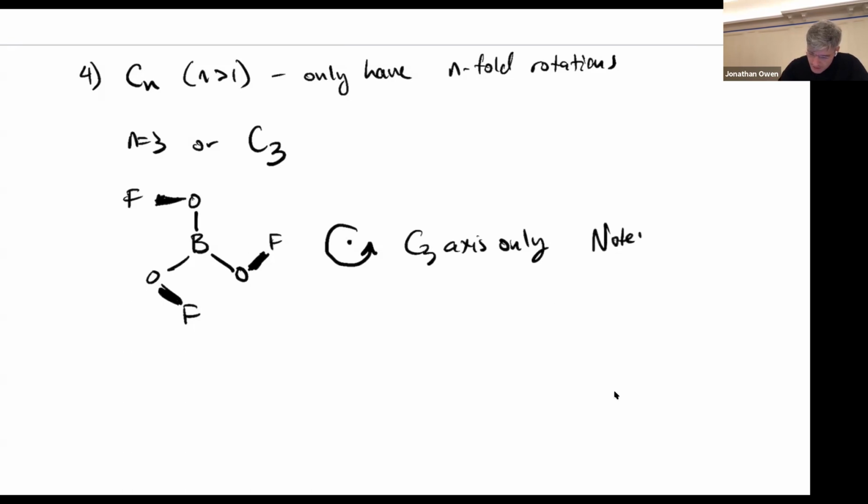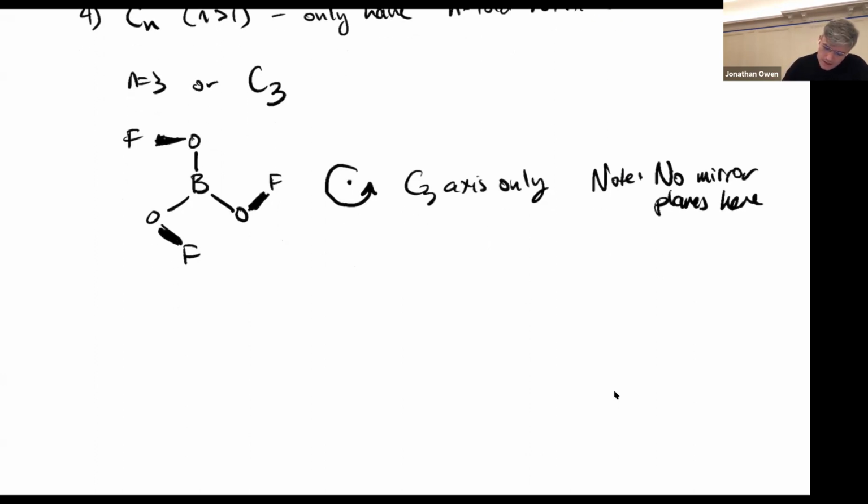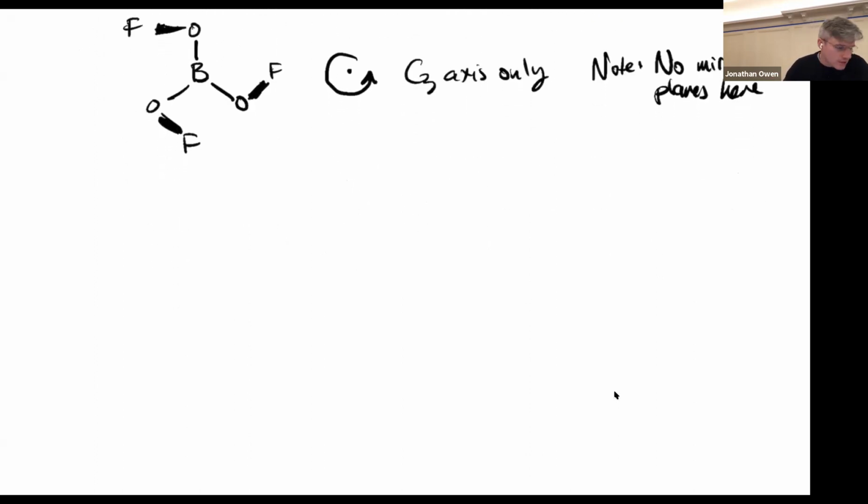Just to be clear, there are no mirror planes here. Right? If the fluorines were in the page, then you could have a plane of symmetry in the paper. But if you reflect about the paper, in this case, the fluorines on top are going to go below the paper, and that's not the same orientation. All right, so let's do a multiplication table for this guy.